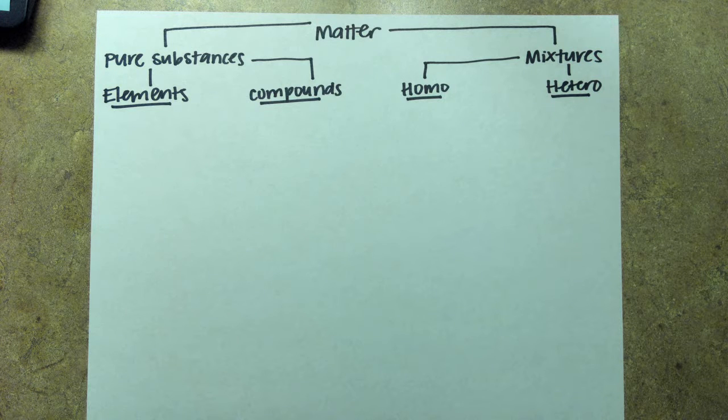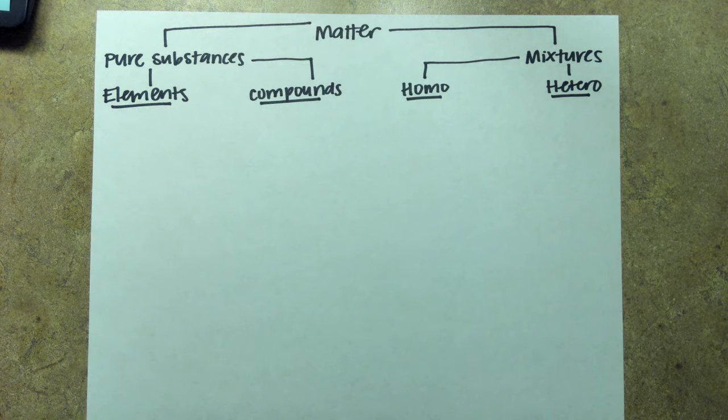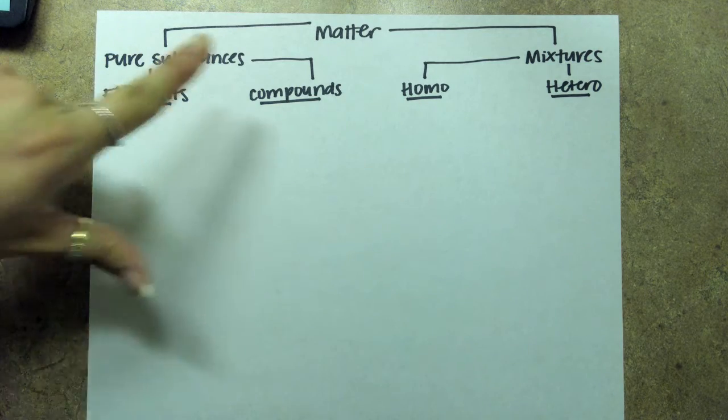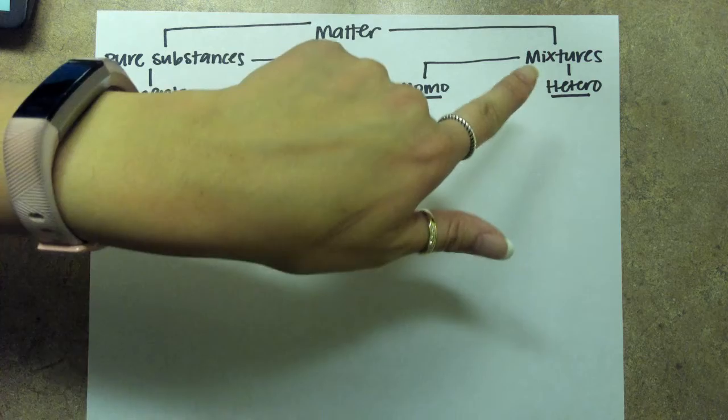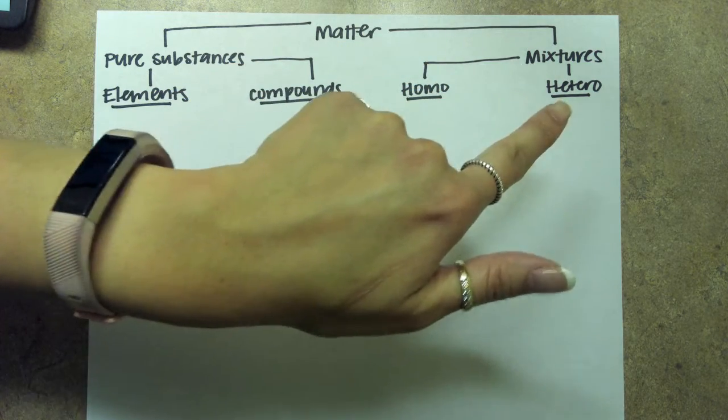And so when we classify matter, there are two main categories we can split them up into. We can split them up into pure substances or mixtures. Within those categories, we can further split them up into two more categories. So we can get pure substances and further split it up into elements and compounds, and we can get mixtures and further split those up into two categories, homogeneous and heterogeneous.